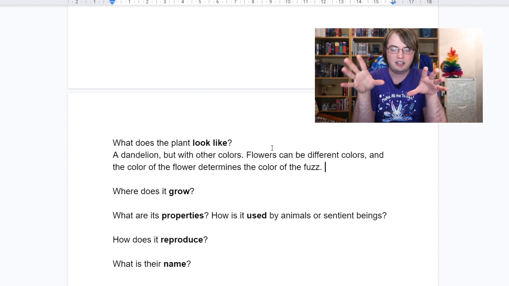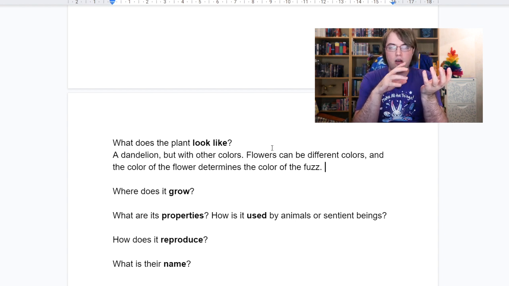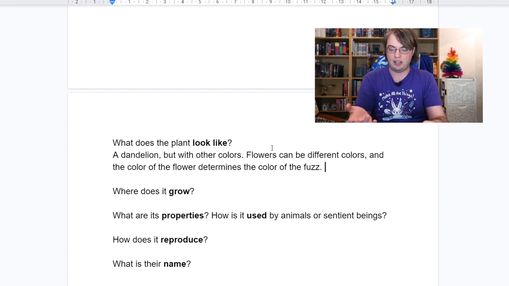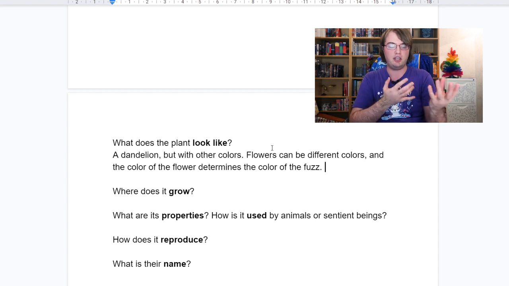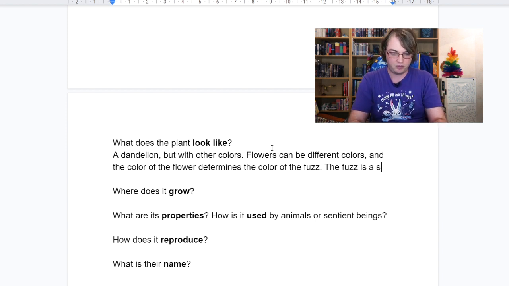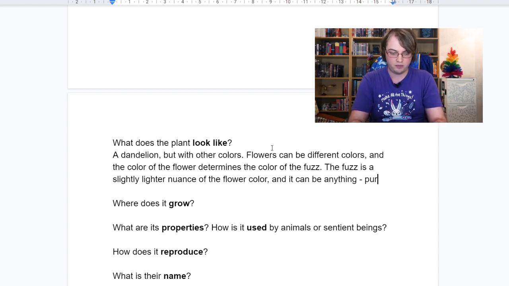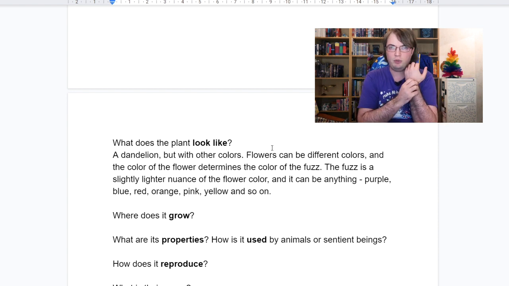Let's make it a different shade of the flower color. So the flower color is lighter. No, the flower color is darker. And then the fuzz is a slightly lighter nuance of the same color. I wonder if they're black ones. They're probably black ones as well, and white ones. But yeah.